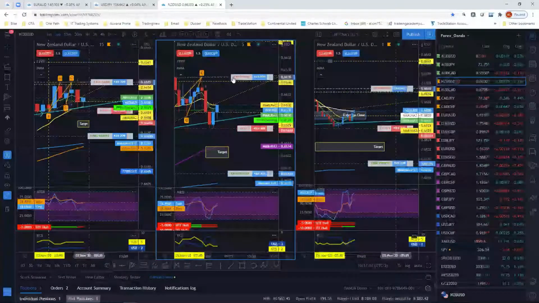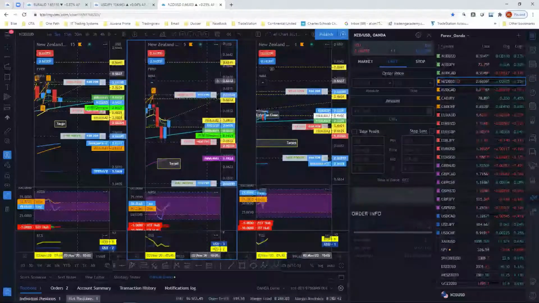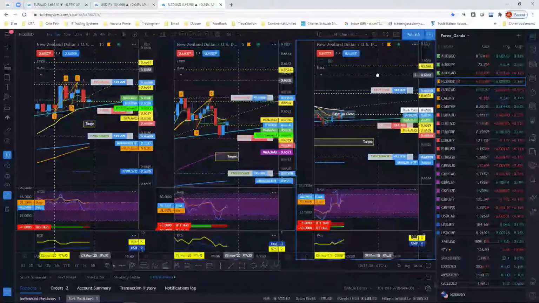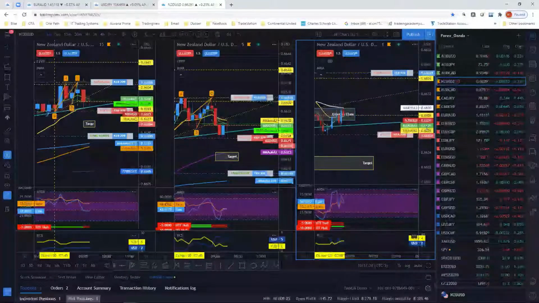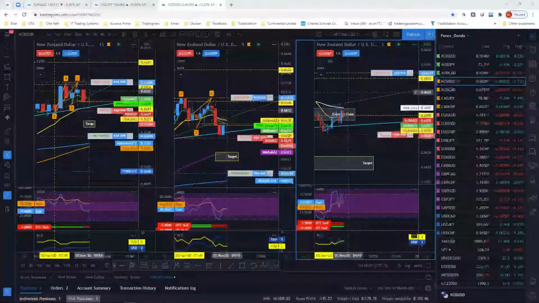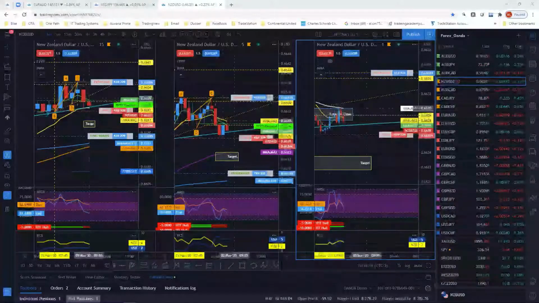I'll give this a little bit more room up here. I'm going to keep it on the other side of the wedge. And if that gets taken out, it'll be the last trade I'll be taking of this one today. So far, this little zone's holding.